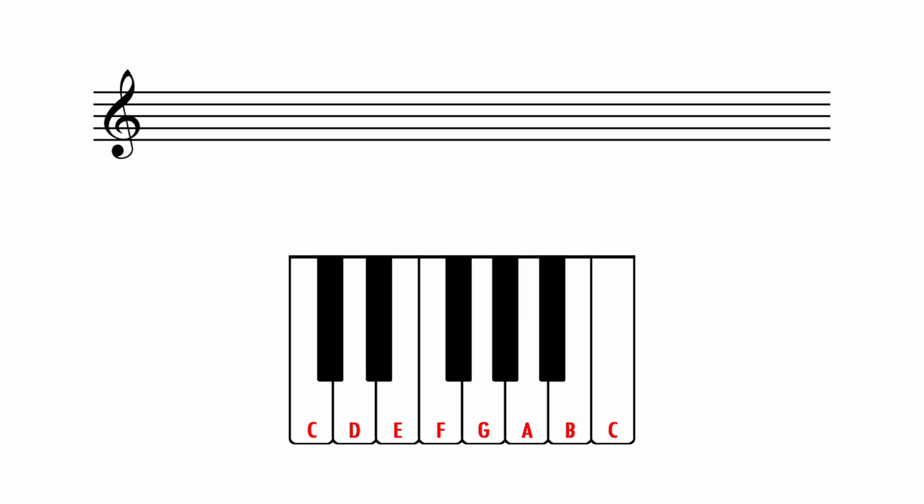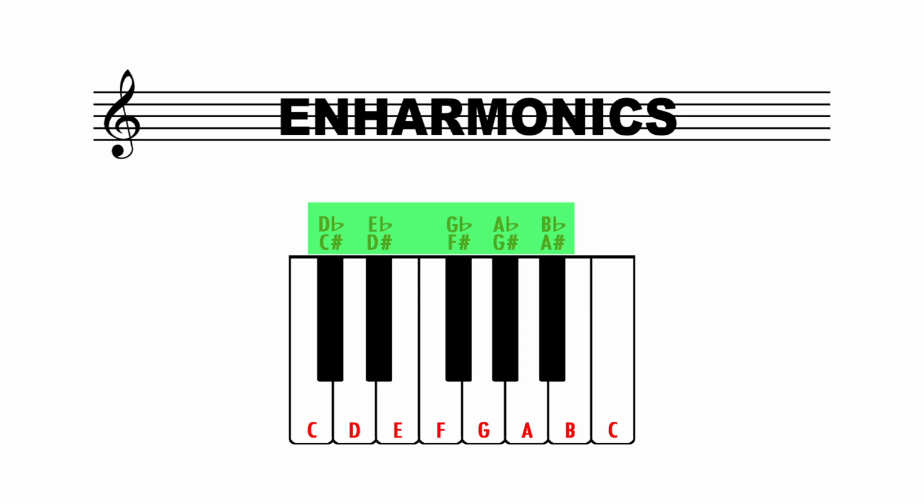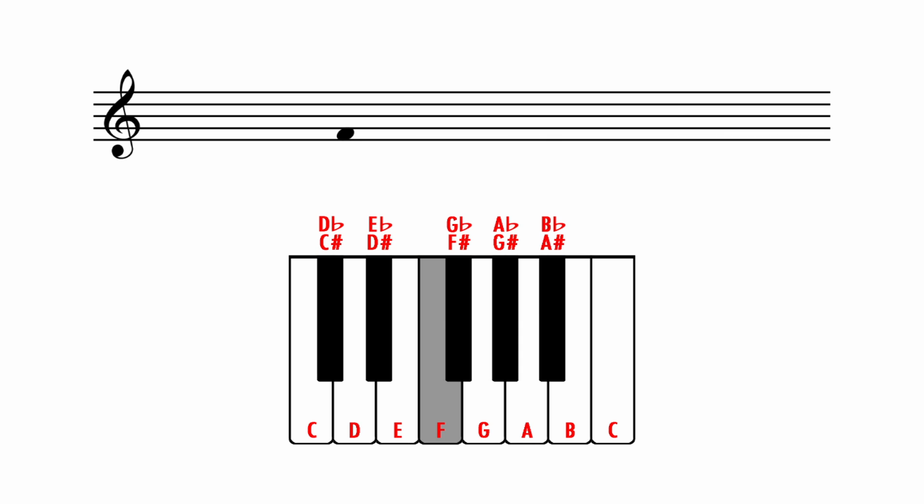This brings us to enharmonics. A note can have two different note names but have the same pitch. This is known as enharmonics. The note name F is also the enharmonic of E sharp. B flat's enharmonic equivalent is A sharp. C flat's enharmonic equivalent is B.